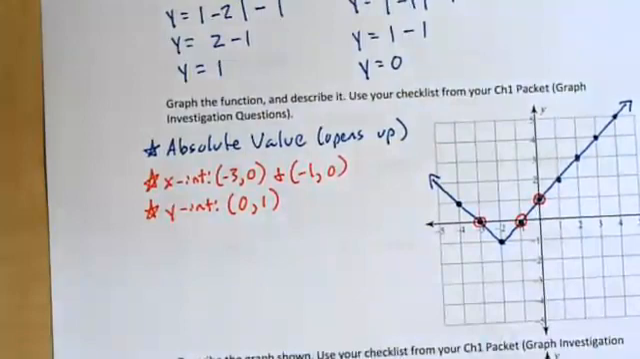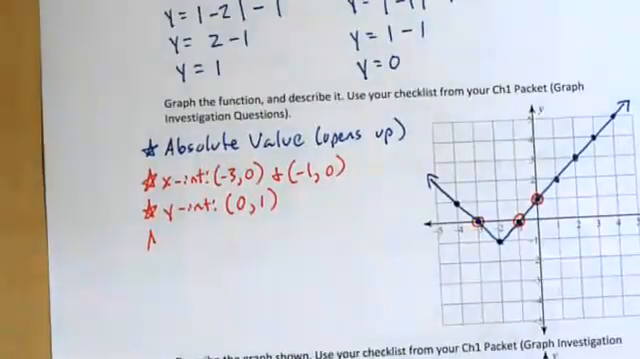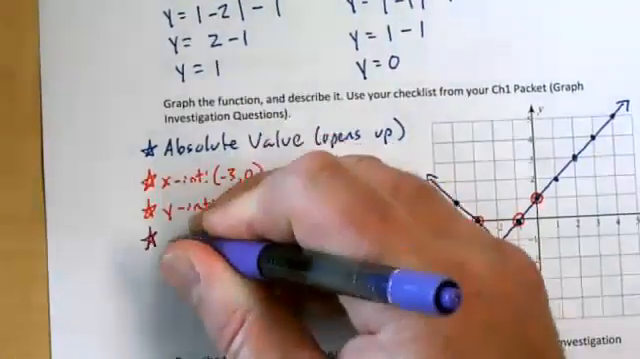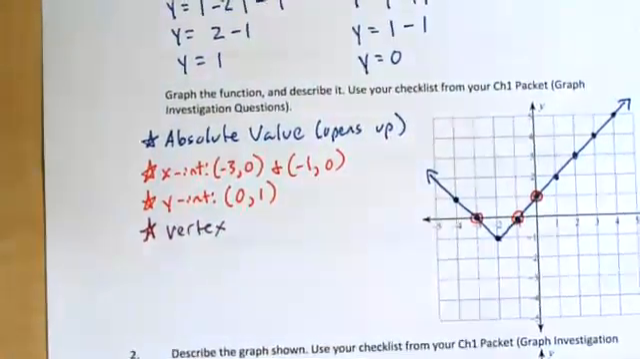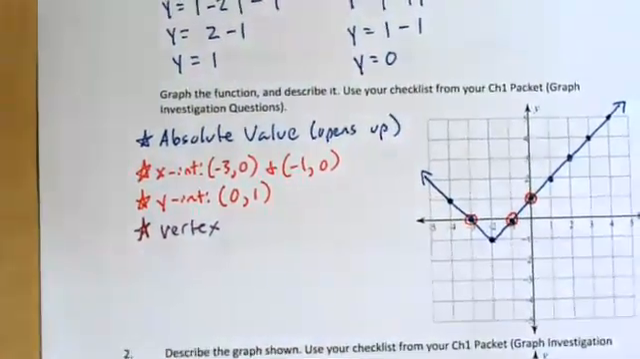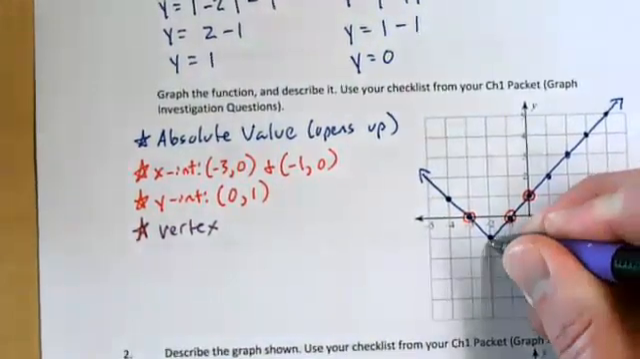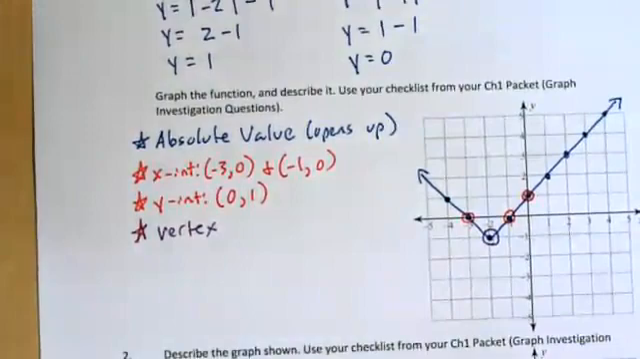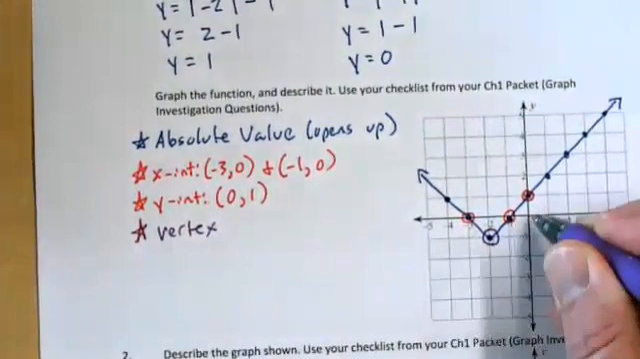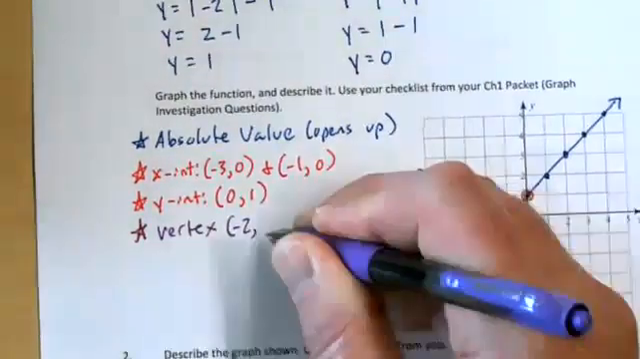Next I have on my list is vertex. And let me change colors here. So the vertex, we only talk about for absolute value and quadratic or parabola graphs. And it's the point where it kind of turns around. So this does have a vertex. It would be right there. That vertex is at, let's see, x-coordinate would be -2. Y-coordinate is -1.